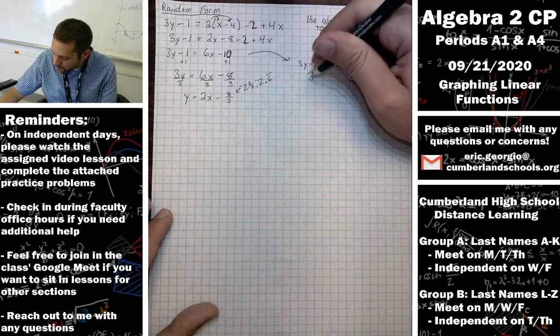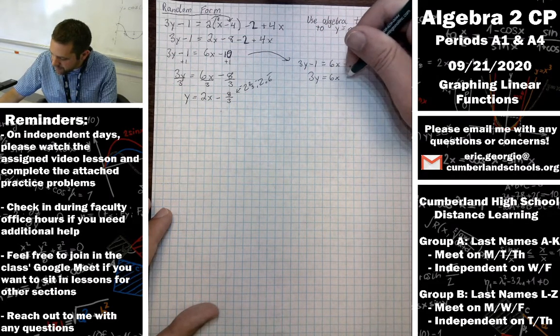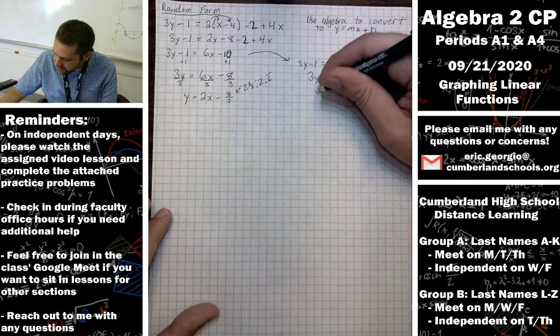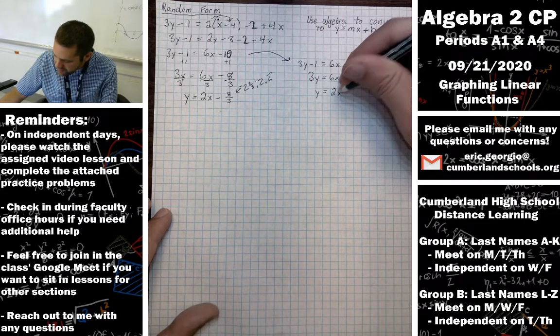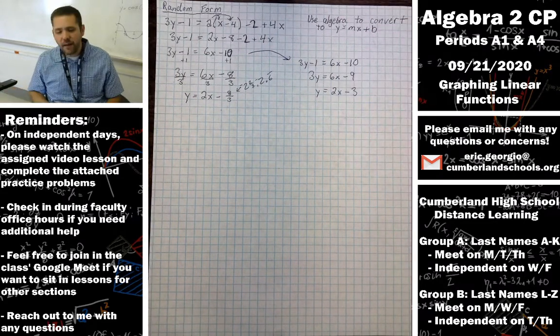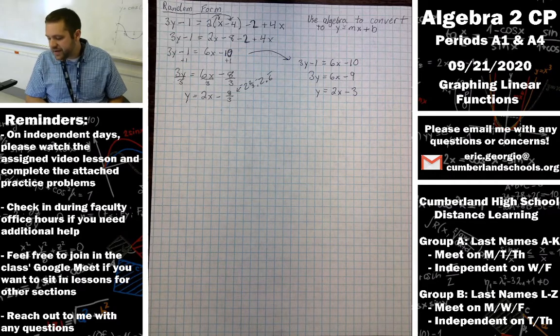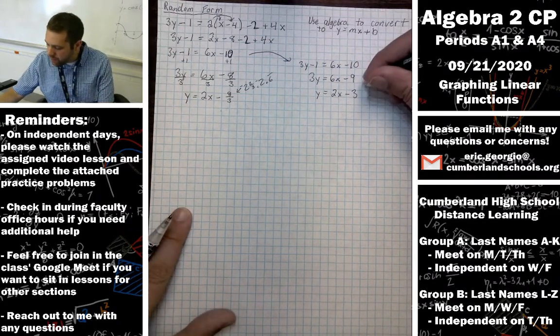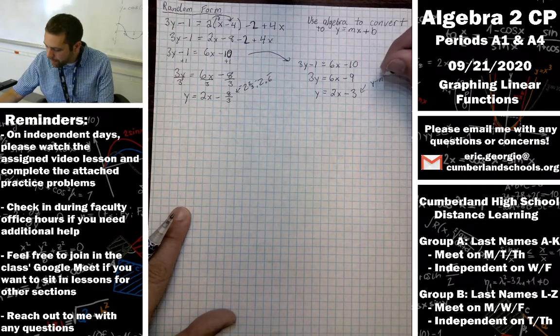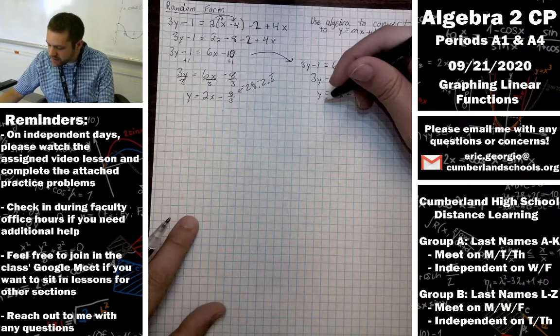Now I would get 3y equals 6x minus 9. Divide both sides by 3, you'd get y equals 2x minus 3. That might be a little easier to visualize, right? Versus dealing with a fraction at the very first glance. So if I have that, now I can say, oh, well, my y-intercept is at negative 3. My slope is 2.